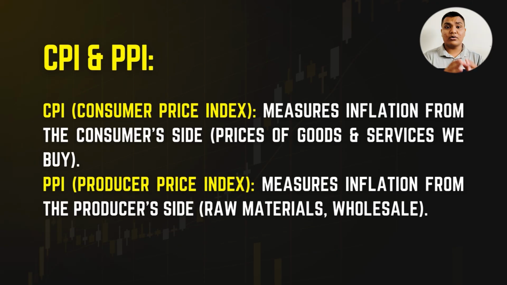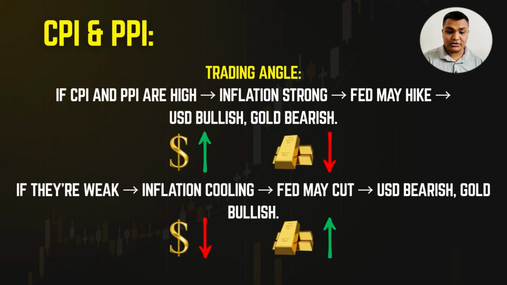Now moving further, we are going to look at CPI and PPI, Consumer Price Index and Producer Price Index, which measure inflation from the customer side, the price of goods and services we buy, and inflation from the producer side, which is raw material, wholesale marketers and all the people around like that. So again, our main focus is how we can use CPI and PPI as our trading angle. What we should be looking for.